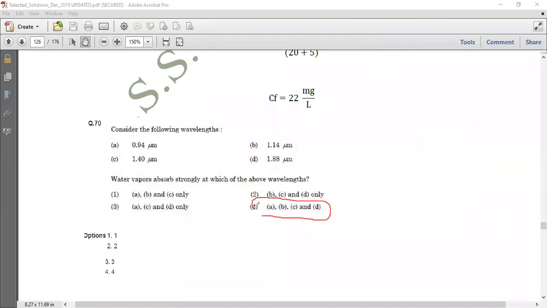It's a very easy question. Fourth is the correct answer. Is it clear to everyone? Fourth is the correct answer. Okay. Hope no one is having any doubt in question number 70. Anyone having any doubt in question number 70? Any candidate?